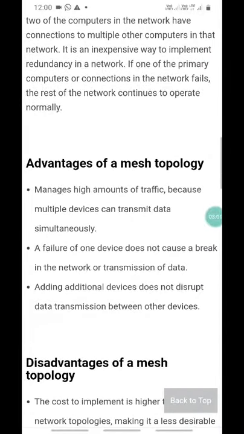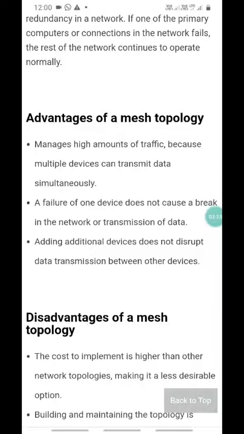The advantages of mesh topology: the first one is that it can manage a high amount of traffic because multiple devices can transmit data simultaneously. The second one is that the failure of one device does not cause a break in the network or transmission of data. Adding additional devices does not disturb data transmission between the other devices. These are the main factors.